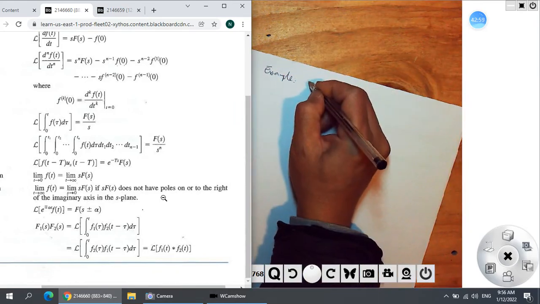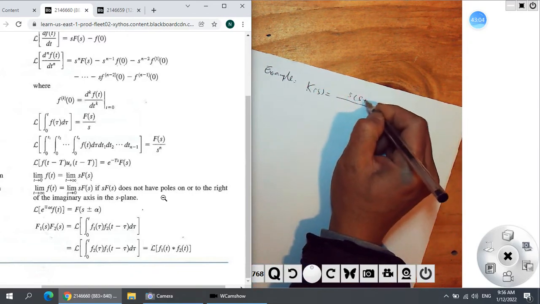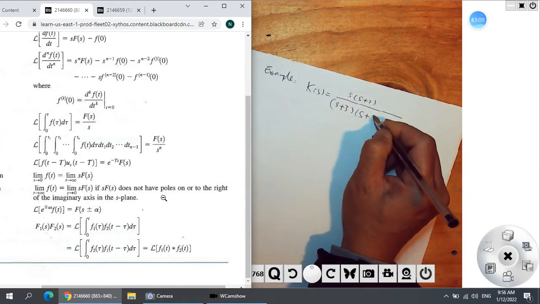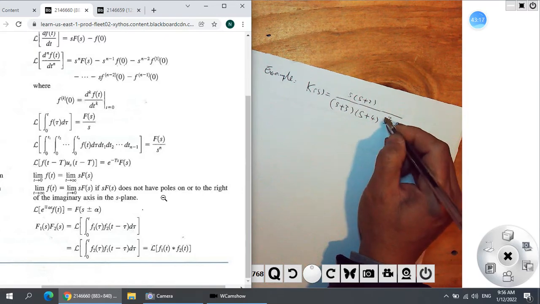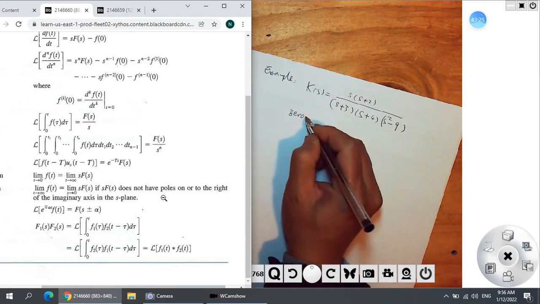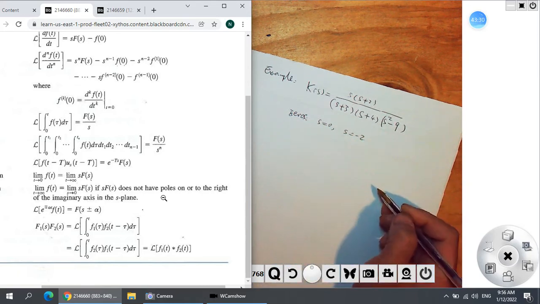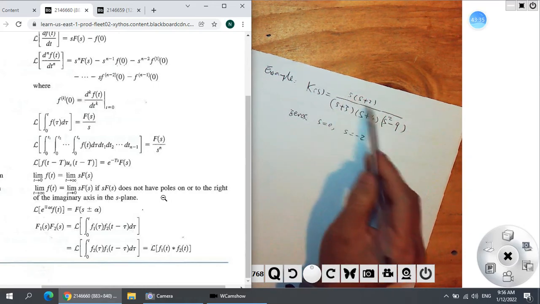Like K of S equal to S times S plus 2, over S plus 3, S plus 4, S squared minus 9. Yeah, this one we have zeros: S equal to 0, S equal to -2. If you plug in S equal to 0 and S equal to -2 here, then the whole thing is 0, right?